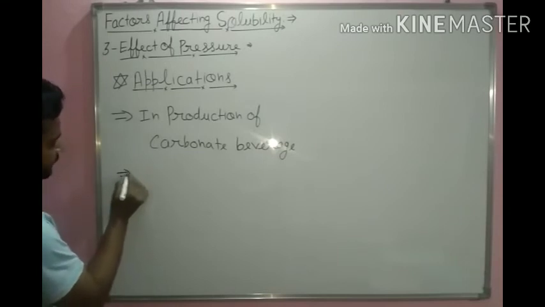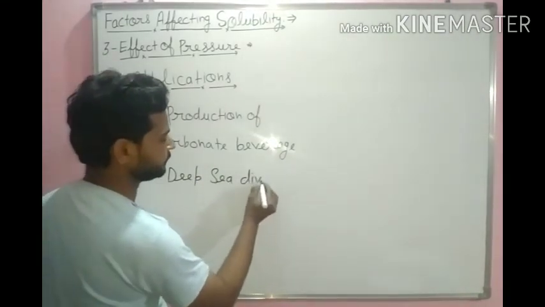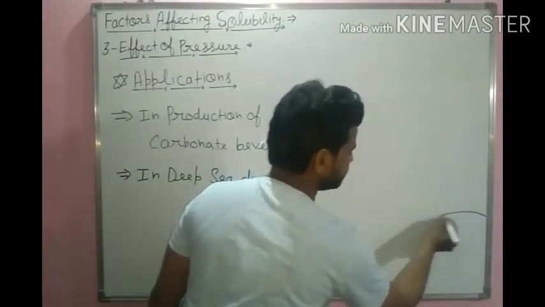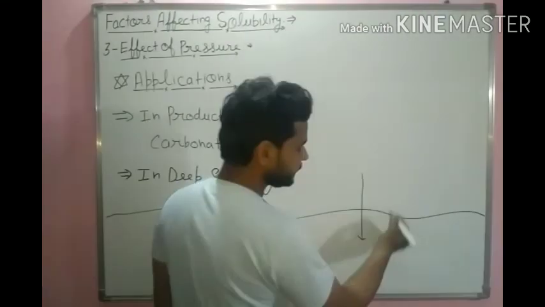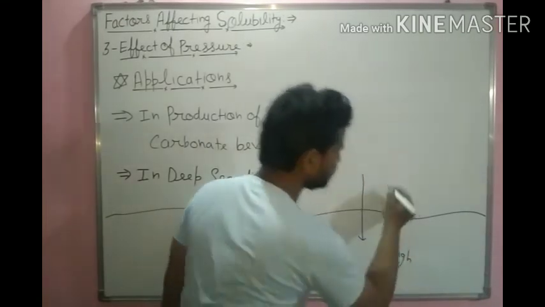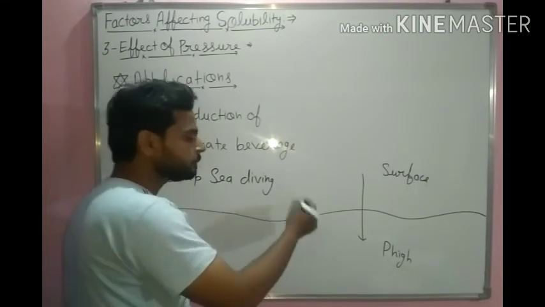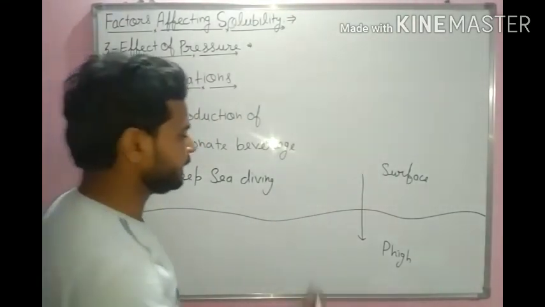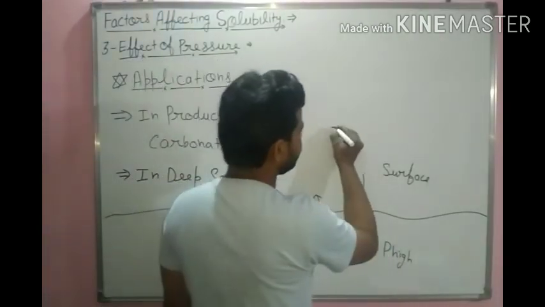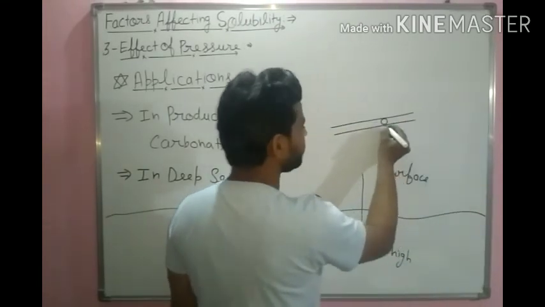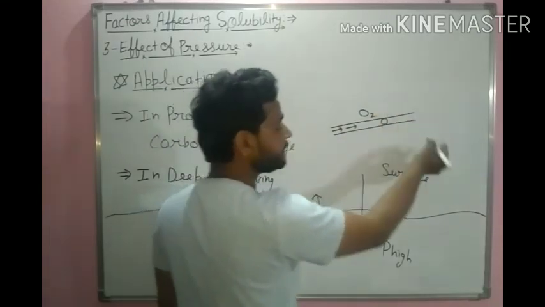Next application is in deep sea diving or scuba diving. As you know, when a person goes into the sea, the pressure downward is higher than at the surface. So nitrogen mixed with oxygen dissolves more rapidly in the blood, and when the person comes out, as a result of decrease in pressure, nitrogen comes out, and in capillary tubes it forms bubbles and prevents the passage of oxygen gas, which is very painful and may cause death.